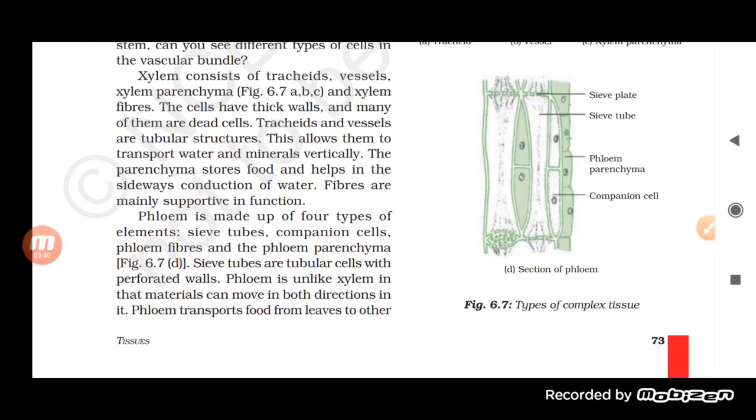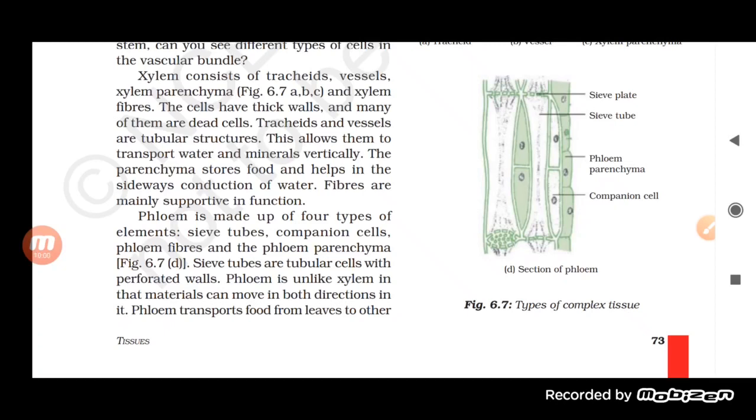Now, along with the sieve tube, see here, in case of phloem, if we compare the role of the phloem with that of xylem, we will find that in case of xylem, it is unidirectional only, but in case of phloem, it is bidirectional. It means the movement occurs in both directions.